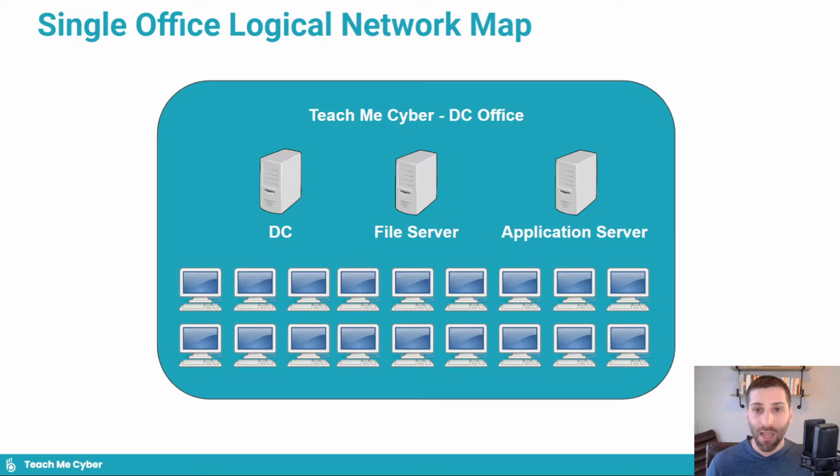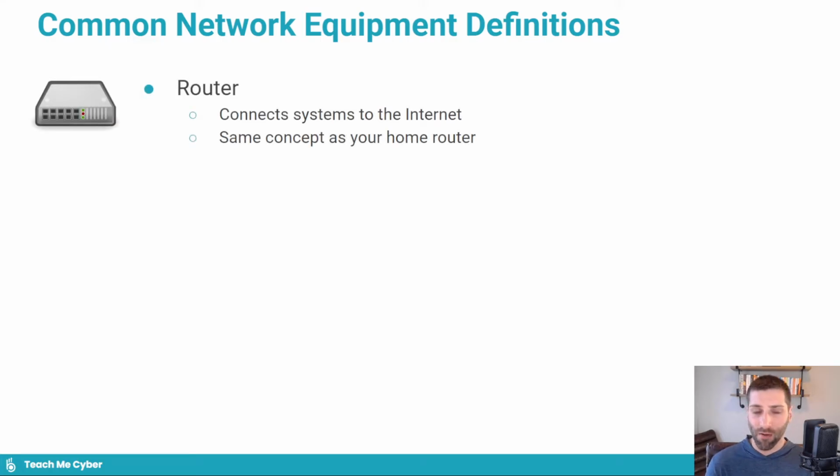They're all connected together. So if we take this the next step, we can start looking at how data is going to traverse that network. So it's important to understand a few different definitions here. First, we have a router. At the end of the day, a router is just a networking device that connects internal systems to the internet.